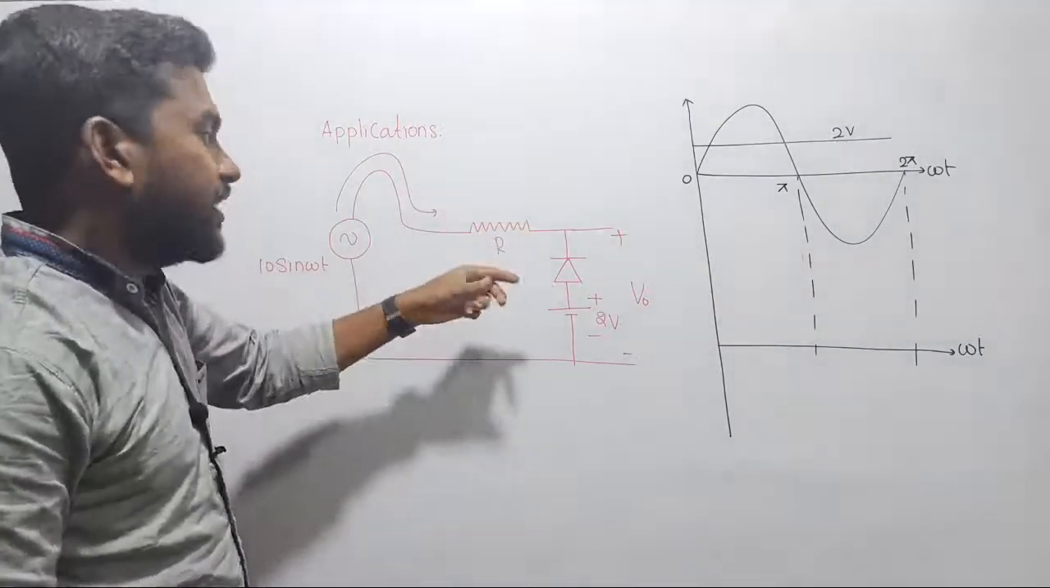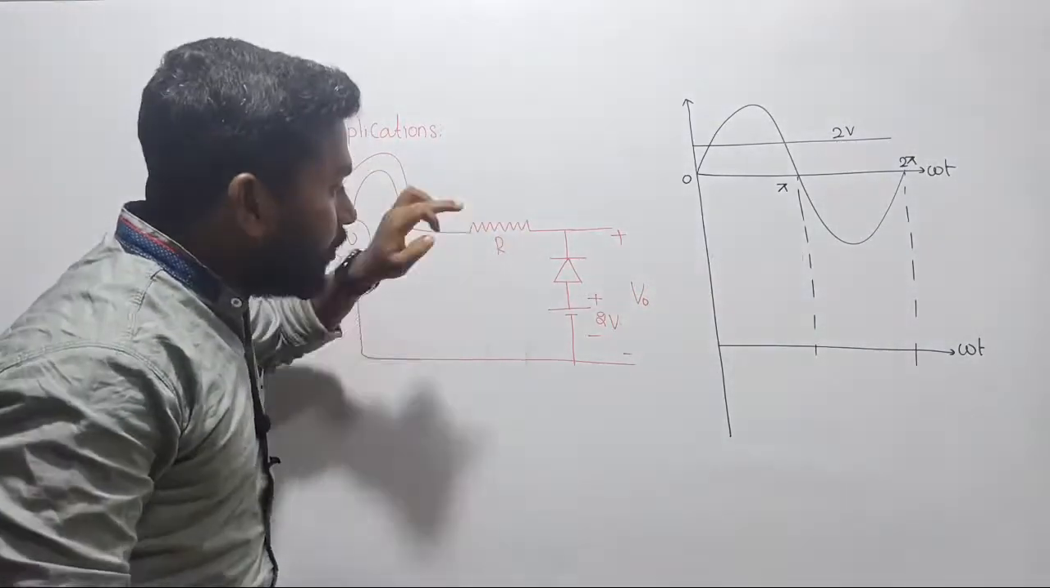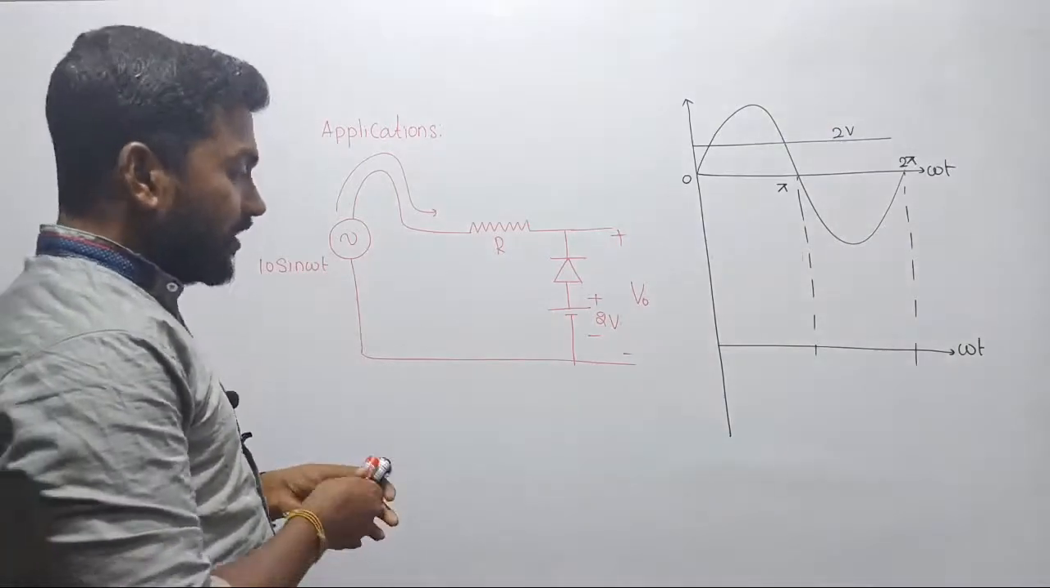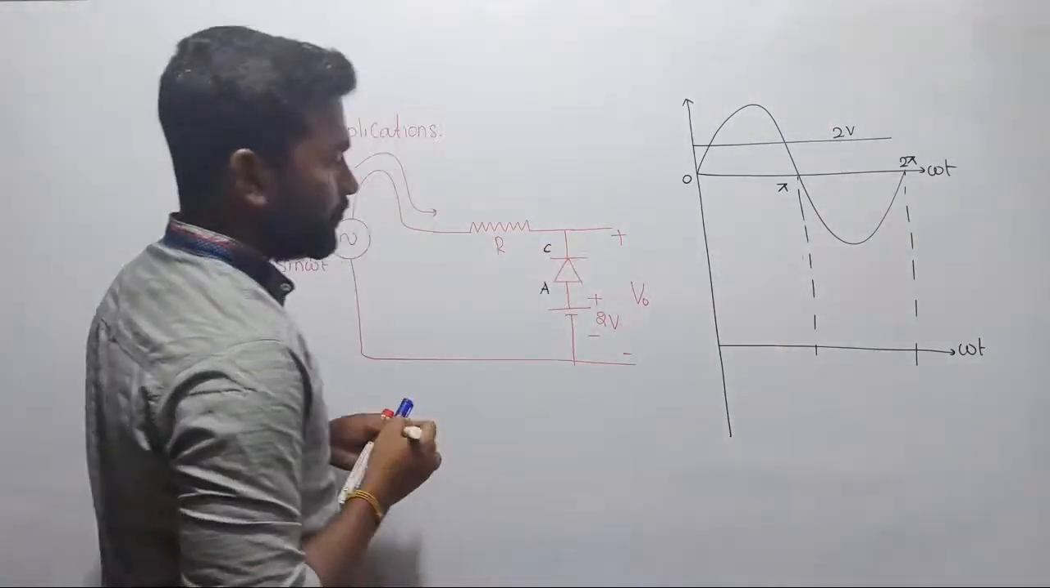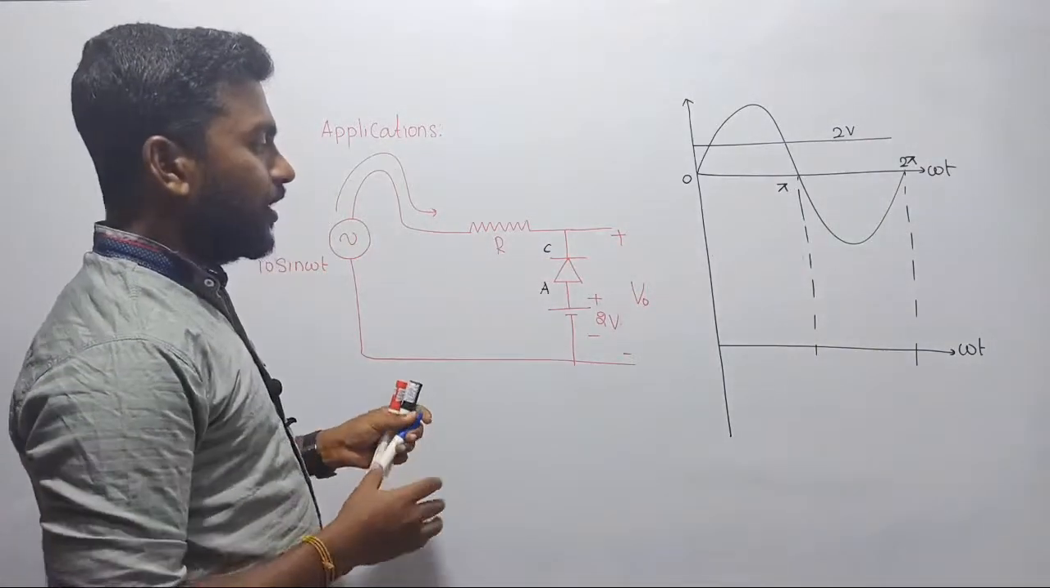Cathode of the diode is connected to the supply. Anode of the diode is connected to the battery. Getting me? Where is your anode? Where is your cathode? Sir, here we have anode and here we have cathode, sir. Okay, let us continue the journey. Let's see what will happen.